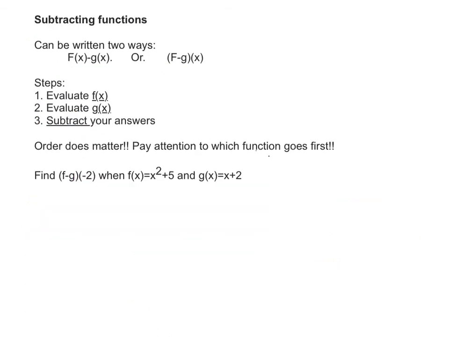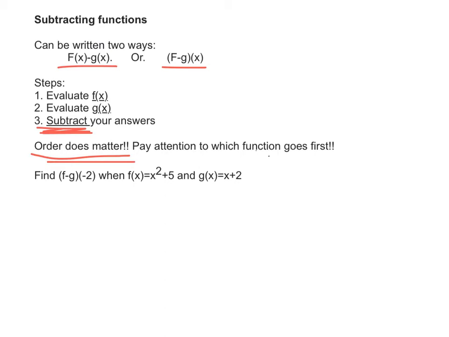Alright, now we're going to subtract functions. These can be written in two ways, f of x minus g of x, and f minus g of x. That means the exact same thing. Your steps are the same. You're going to evaluate f of x first, then you're going to evaluate g of x, and then, since we're subtracting, you're going to subtract your answers. With subtracting, order does matter. You need to pay attention which function goes first.